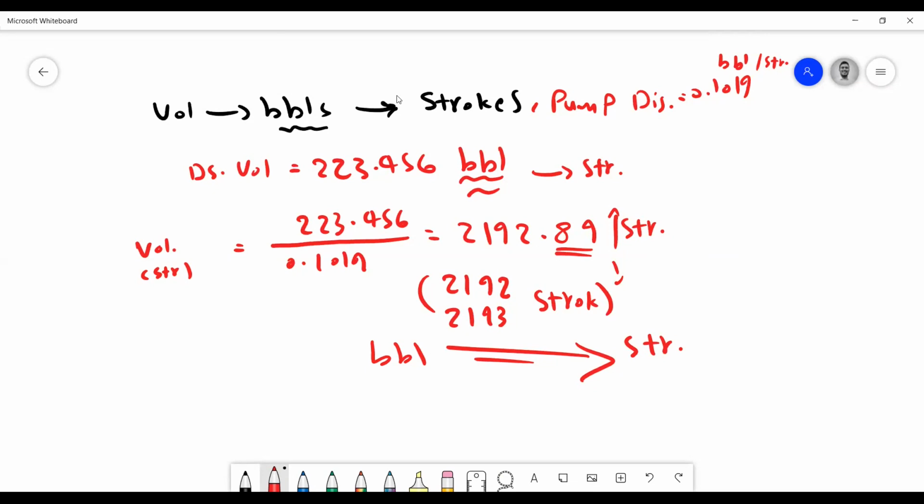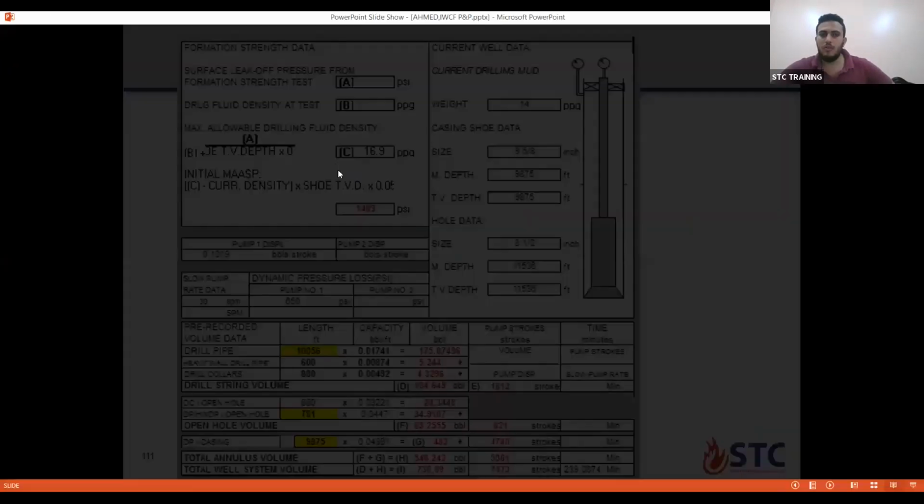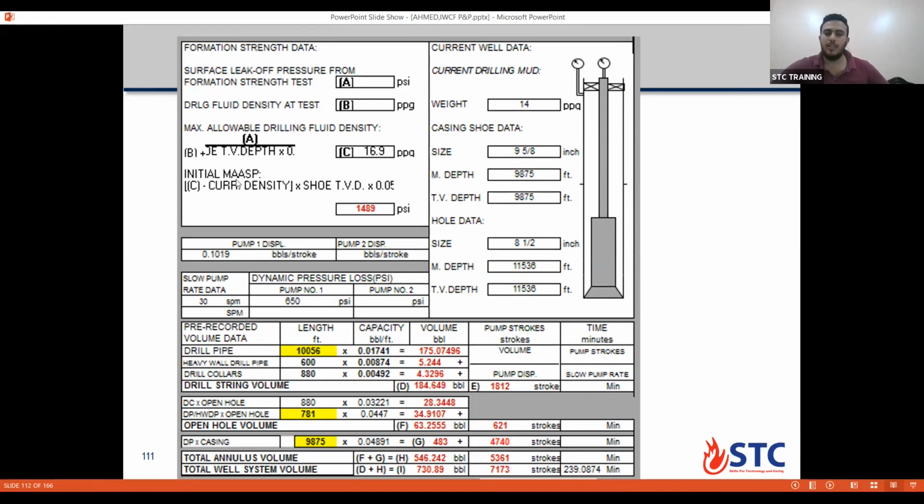Yeah, okay. So after that, we're gonna pass to the second page of our kill sheet here. If you look here, we just calculated the maximum allowable drilling fluid density or fracture density, then calculated the initial mass and made round down for the maximum allowable drilling fluid density. Also make round down for initial mass, then calculated the drill pipe volume, heavy wall drill pipe volume, drill collar volume. So we calculated the whole drill string volume, adding these three numbers. It's called in the exam from surface to bit.